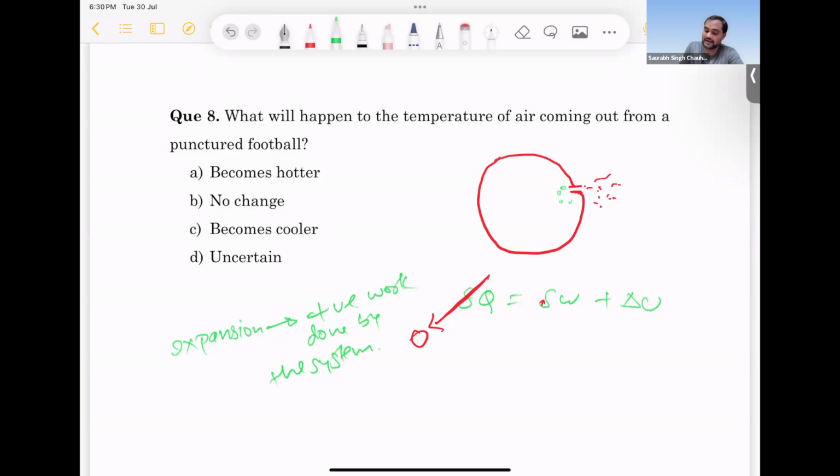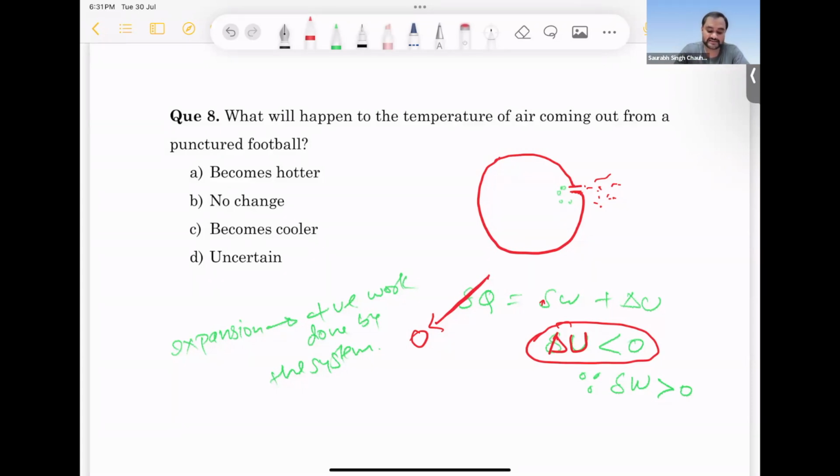So delta U will have to be negative, right? Delta U will have to be negative. Why? Because del W is positive. So since delta U is negative, this means internal energy is decreasing. And internal energy is a function of temperature only. So this means temperature should decrease. So what are the options?